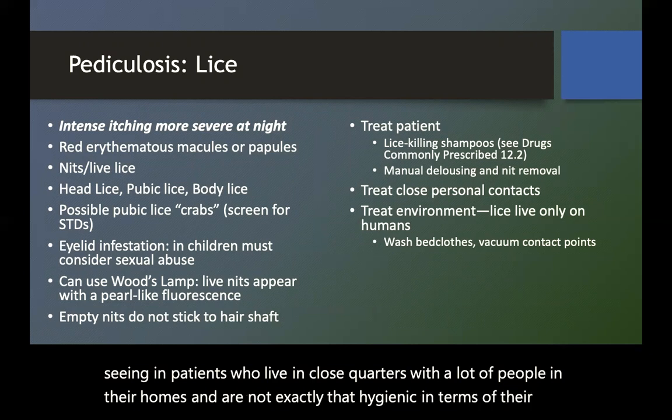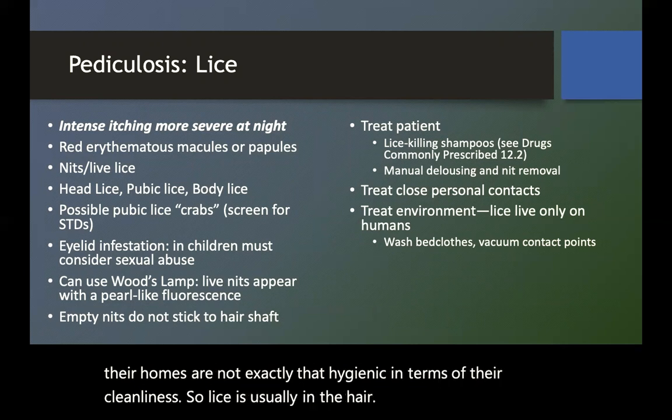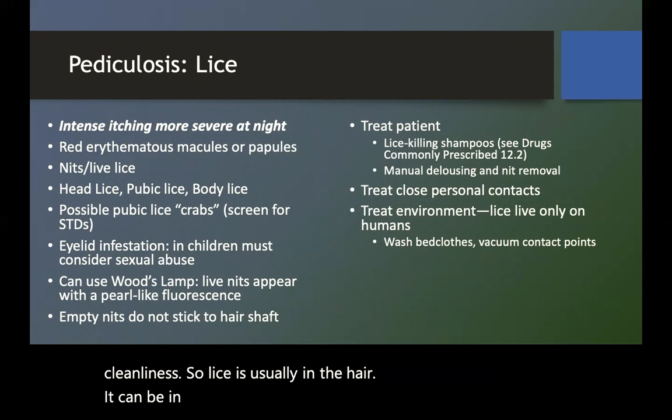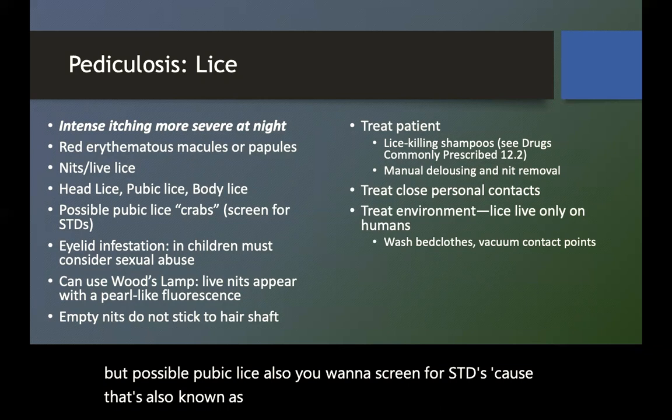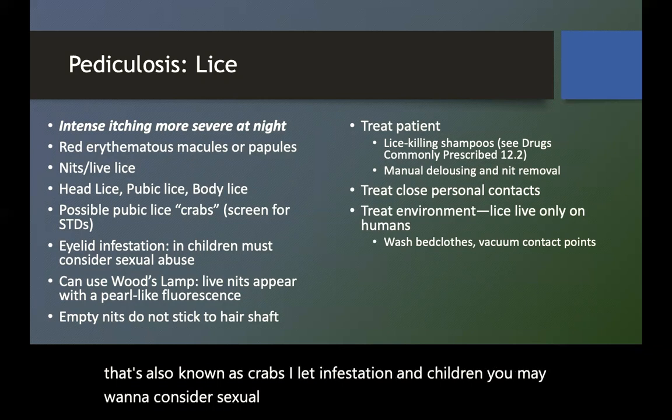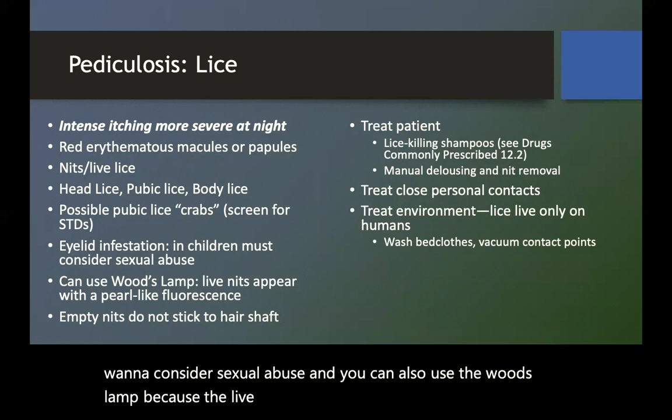So lice is usually in the hair. It can be in the eyelashes as well. It can be in the pubic area as well. But with possible pubic lice, you also want to screen for STDs, because that's also known as crabs. With eyelid infestation in children, you may want to consider sexual abuse. And you can also use the Woods lamp, because the live nits appear like pearl-like fluorescence.